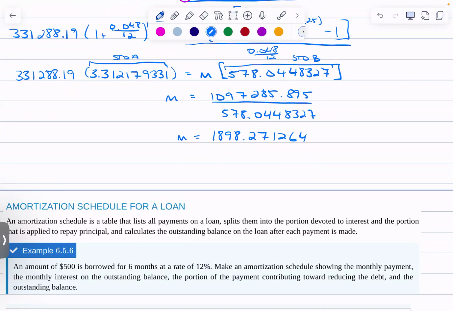She's going to get monthly payments of $1,898 and 27 pennies. Not bad for making $1,000 payments every 3 months for 30 years. And then she can get $1,898 per month for 25 years. It's nice.